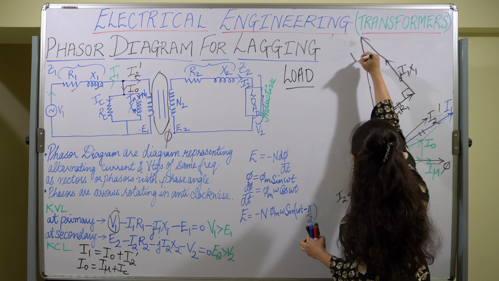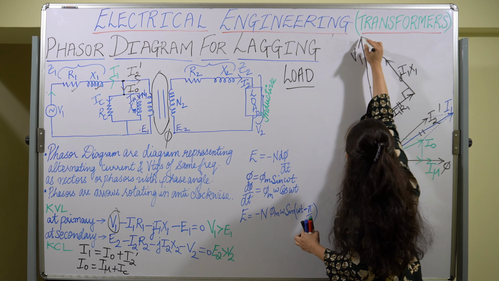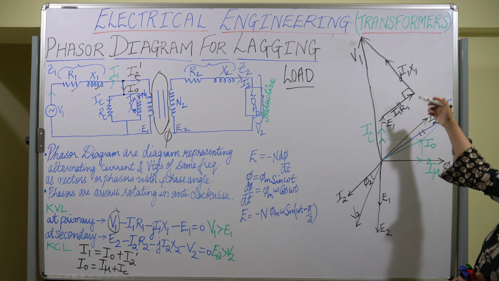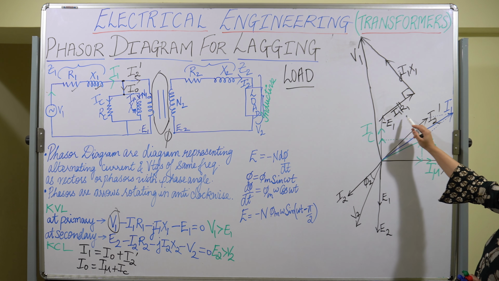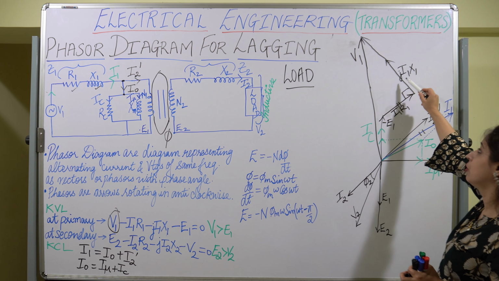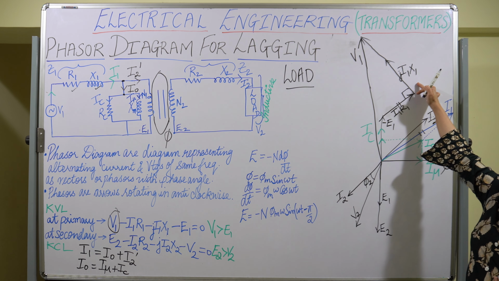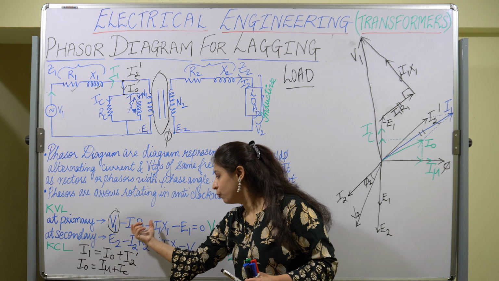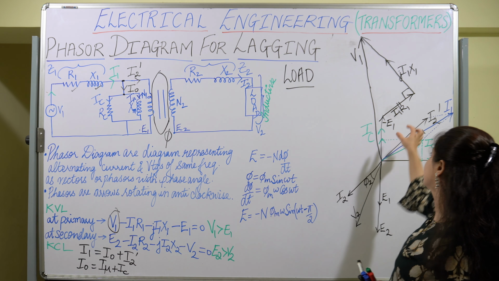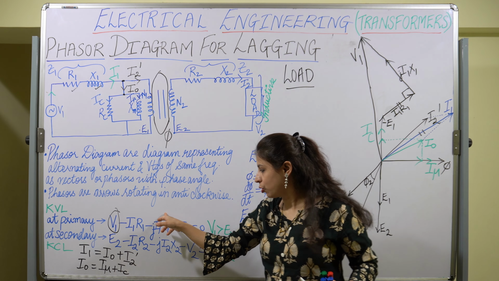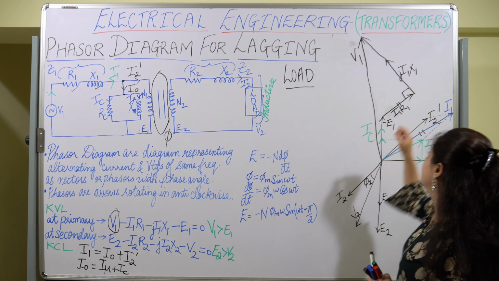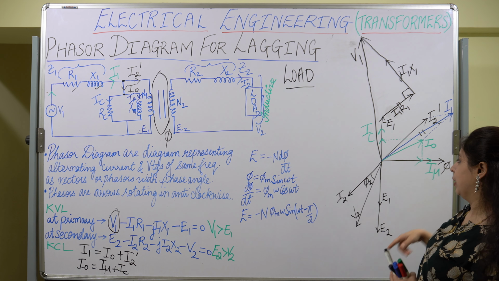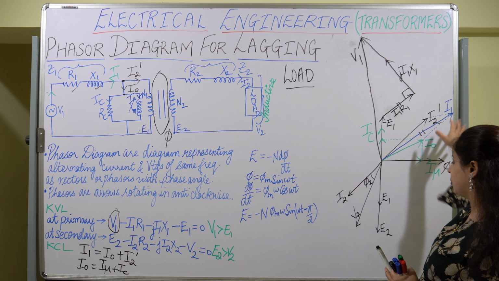So this will be my V1. V1 is the sum of minus E1, I1 R1 and j I1 X1. That means V1 is the vector sum of the voltage across the resistance, which is I1 R1, the voltage across the reactance, which is I1 X1, and minus E1. So we have completed drawing for the primary side.